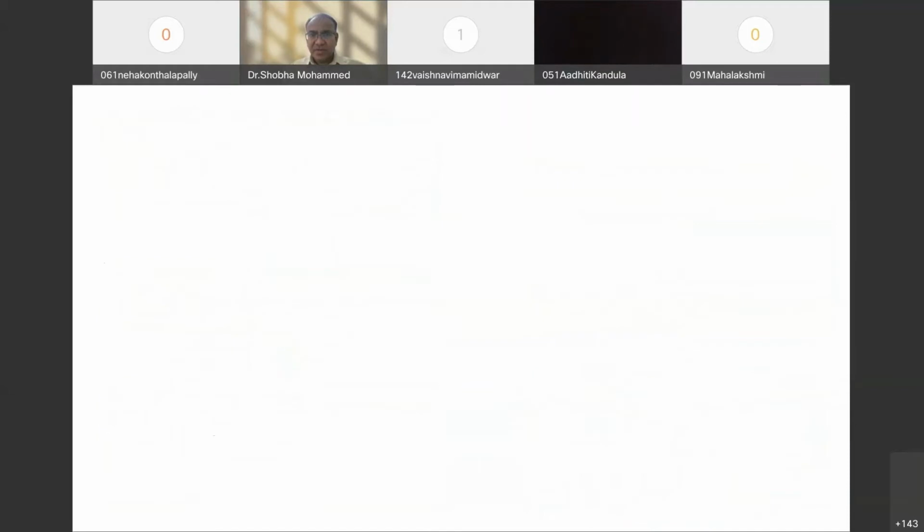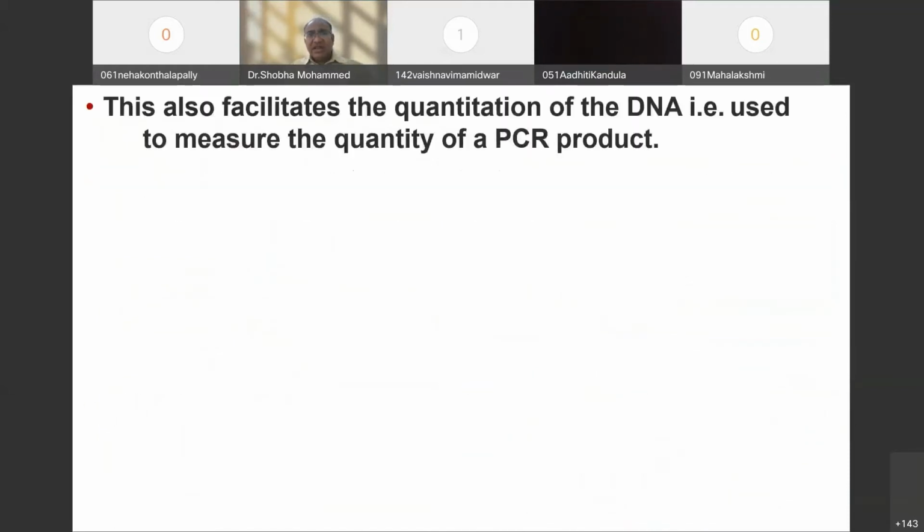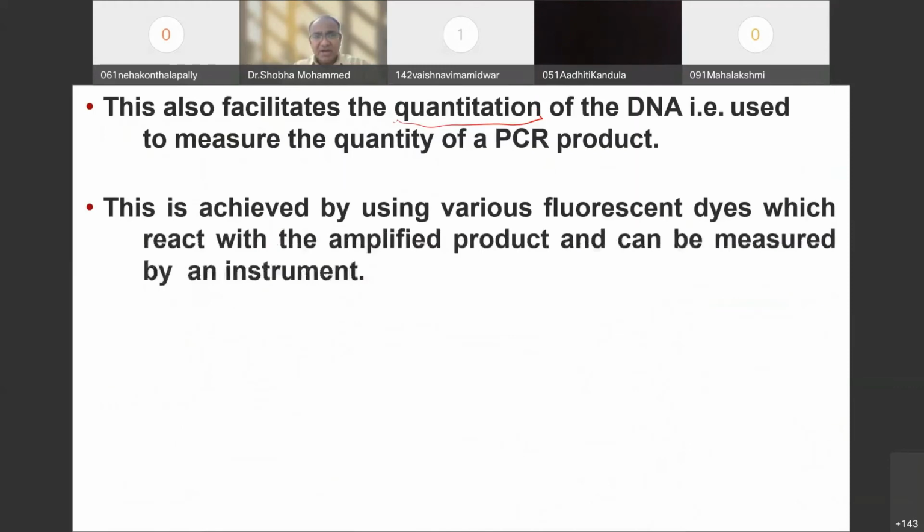Great. Now, this also facilitates the quantitation of the DNA. When I speak about quantity, it means qPCR. So quantitation of the DNA is made possible by using qPCR. It's an advanced technique that we are going to do. The next point is that this is achieved by using various fluorescent dyes. As I told you, the fluorescent dyes will give me the quantity of those DNA molecules. Whether 100 million, 2 million, 3 million or 10 million are present, it can be measured. It is very easy for me to measure, and the fluorescent dyes help me in measuring.